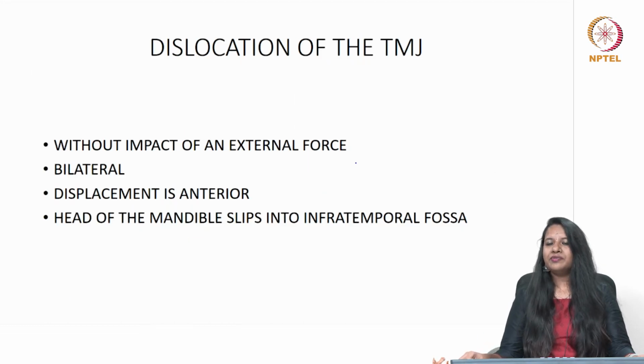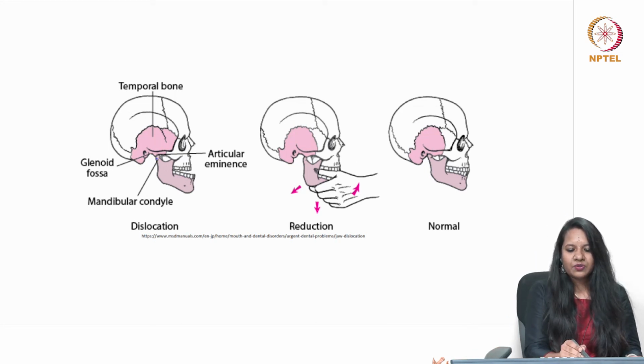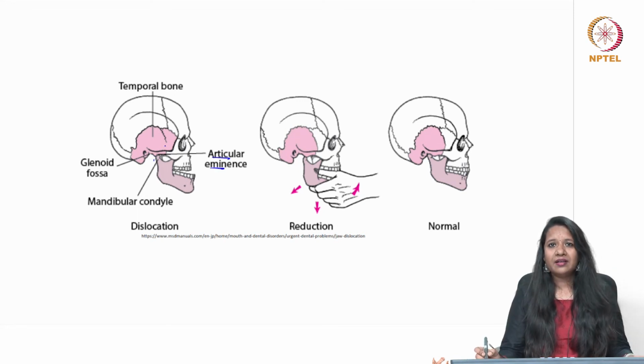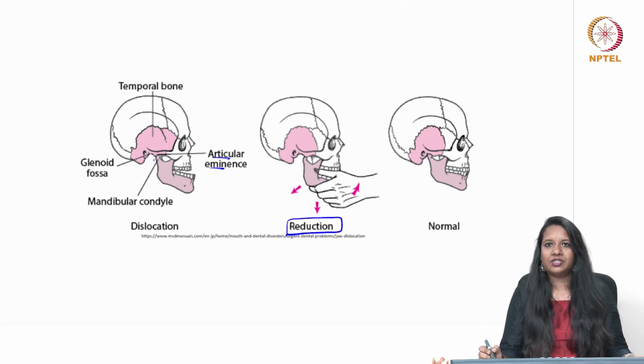Now, dislocation of the TMJ. It will occur without any impact of an external force. It is usually bilateral and the displacement is mostly anterior. That is, the head of the mandible will slip into the infratemporal fossa. So, in this picture, the mandibular condyle has been moved forward. It has gone past the articular eminence. It occurs due to excessive yawning. The process where the mandible is put back in position is known as reduction, where the thumb finger is placed on the molar and the mandible is pushed backward.